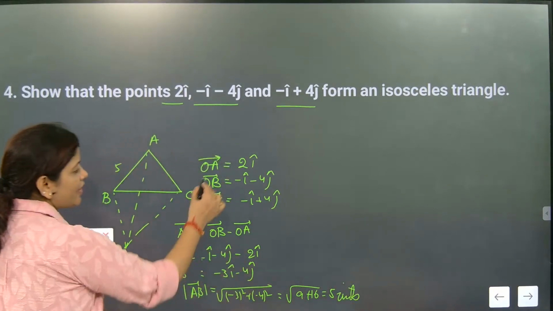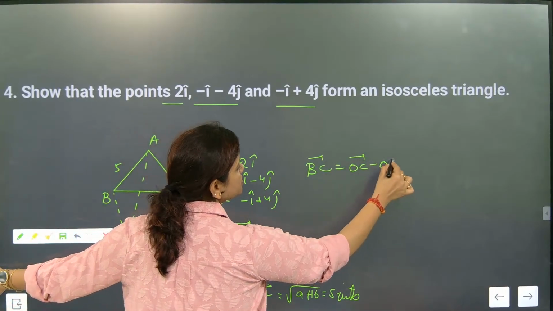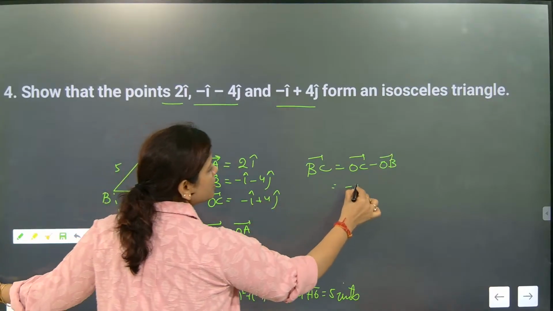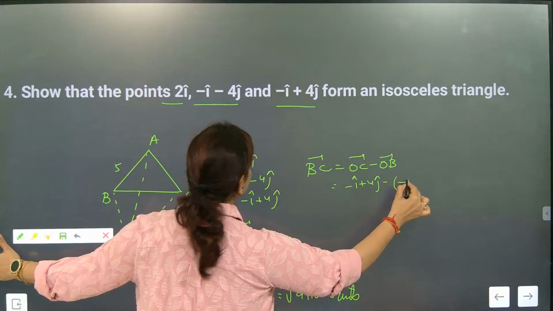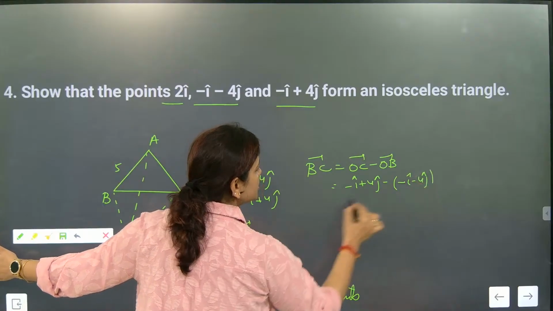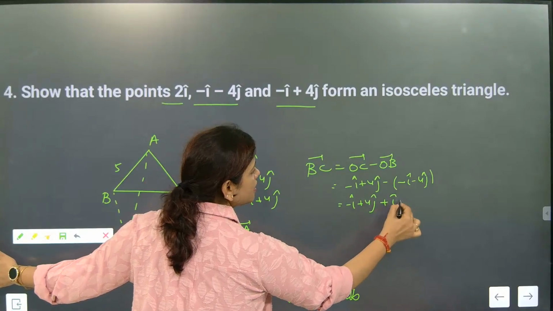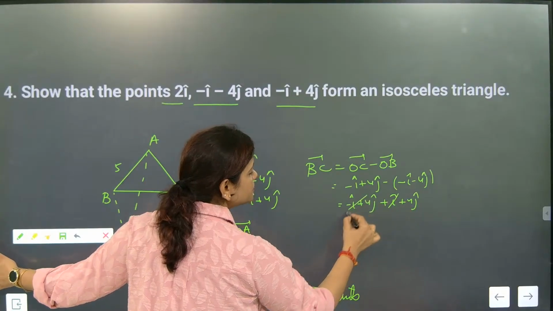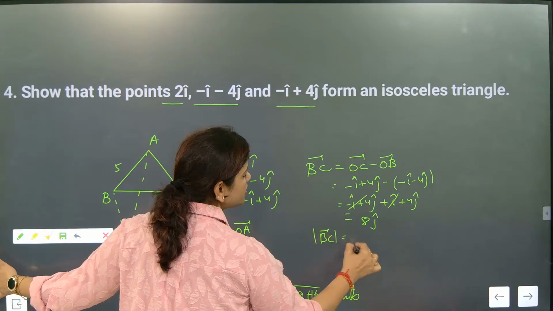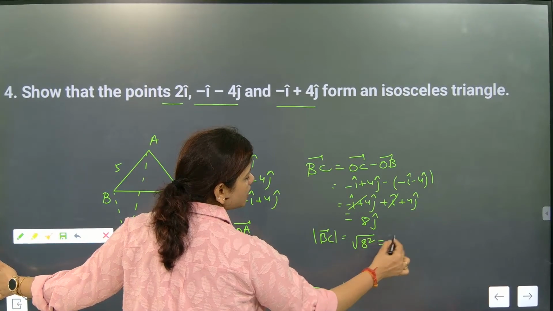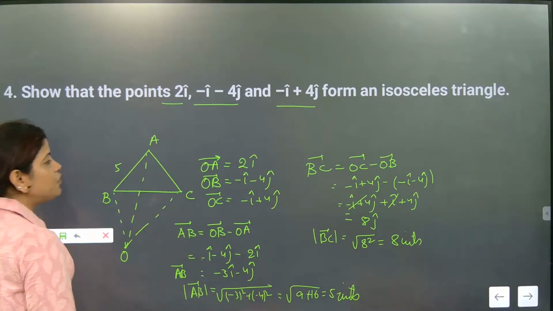Same way, will you be able to find BC vector? BC vector will be written as OC vector minus OB vector. What is OC? Minus i plus 4j, minus OB vector, and minus OB vector is plus i plus 4j. So minus i plus 4j plus i plus 4j. This will cancel. It is coming as 8j. So the magnitude of this will become root under 8 square. So what answer is coming? 8 units.